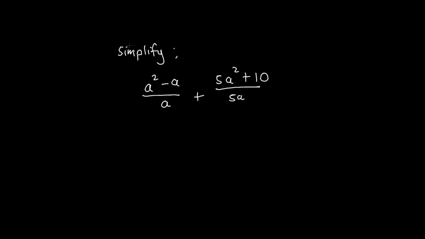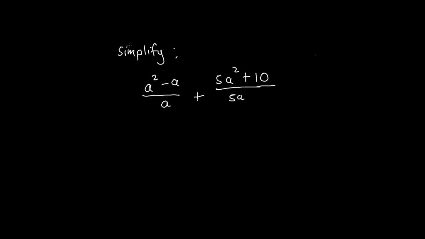Okay, let's look at another example. Let's say I'm required to simplify the following. Let's say I have a squared minus a all over a plus 5a squared plus 10 all over 5a. And I'm required to simplify this.